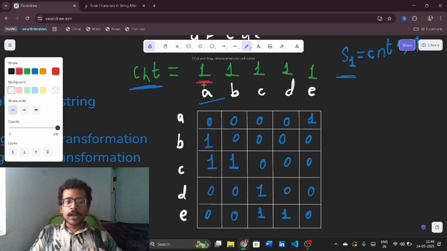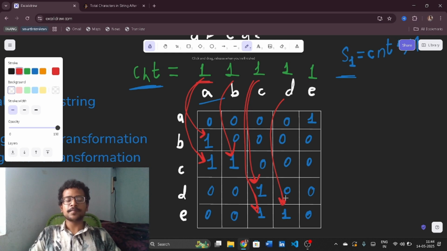Now 1 time A is giving me 1 B. 1 time A is giving me 1 C. 1 time B is giving me 1 C. 1 time C is giving me 1 D. 1 time C is giving me 1 E. And 1 time D is giving me 1 E.